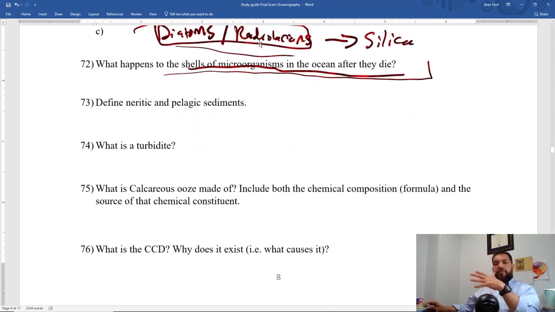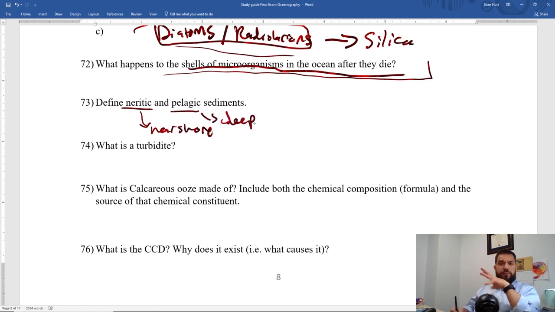Now, what's neritic versus pelagic sediment? Neritic sediment and pelagic sediment. So neritic just simply means near shore. Pelagic simply means deep water, far from shore, okay, the deep ocean. So deep water.